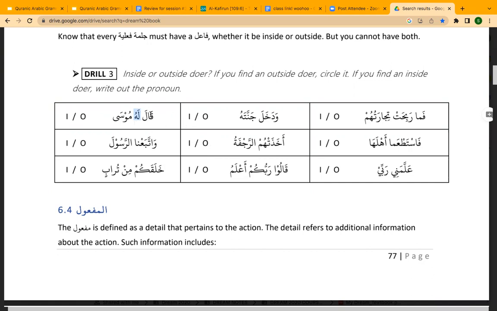Can Musa be an outside doer for Qala? Yes, it can be. Musa said to him, makes sense, right? So we can call Musa an outside doer for Qala.